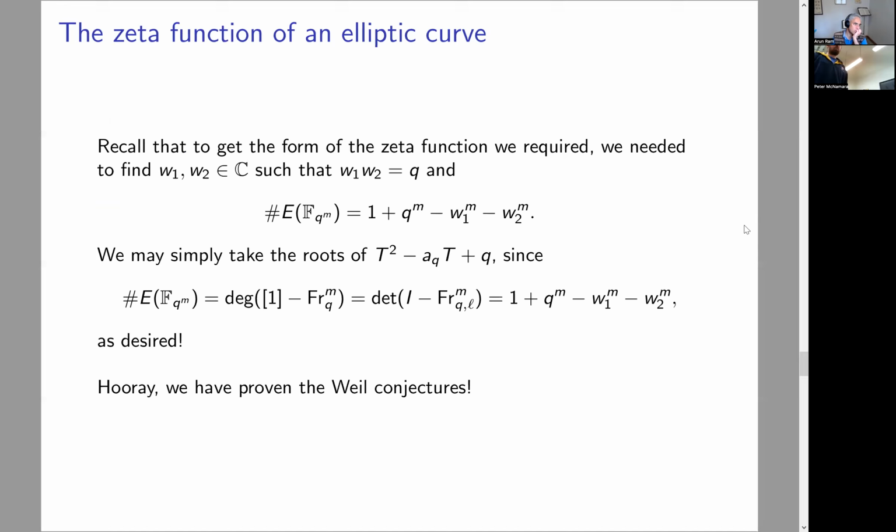So W1 and W2 we take to be the roots of this characteristic polynomial of Frobenius, T squared minus aQT plus Q. Take the roots of that, like factor it as (T minus W1)(T minus W2).